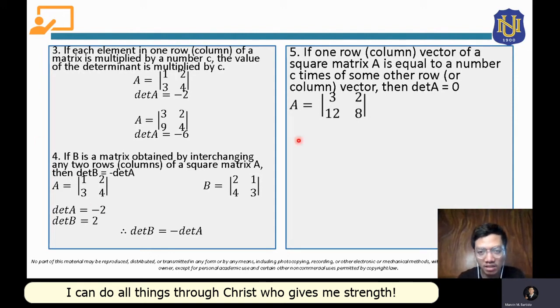Let's say for this matrix A, as you can see here, for row 1, the elements are 3 and 2.